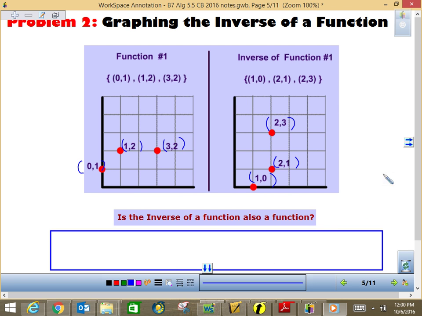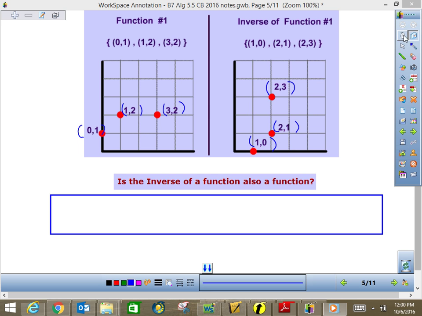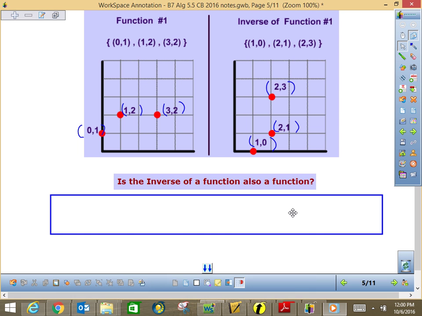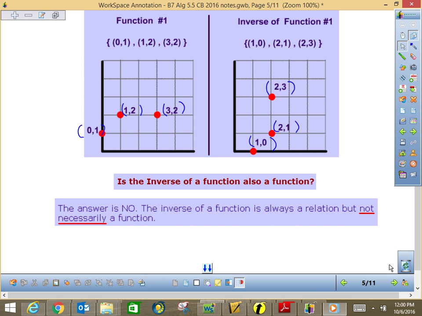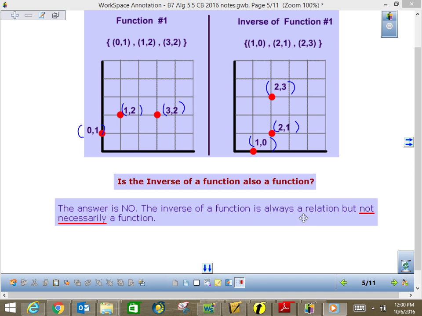So the inverse function, is the inverse of this one also a function? The easiest way: is the first one a function? Yes. It passes the vertical line test. Is the second one? No. So if we are looking at this and the question is, is the inverse a function? In this case, no. Why? Did it pass the vertical line test? Just because the original one is a function does not mean that our new inverse is also a function.